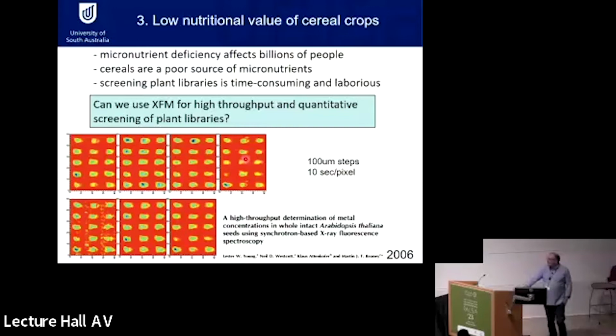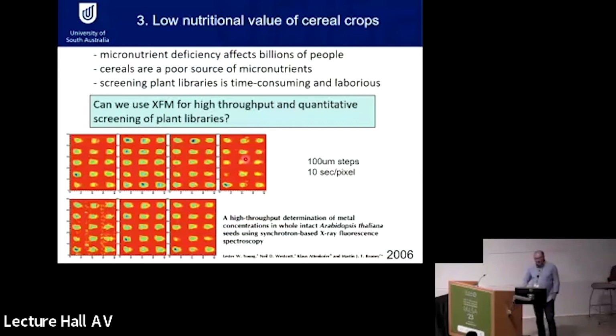This is not really my idea. It was something that was published already in 2006. There was a paper on high throughput determination of metal concentration in Arabidopsis thaliana seeds using XFM. This was 2006, not 30 years ago. But you can see that what they were doing was a step size of 100 microns. The Arabidopsis seeds are really small, so you don't get too many pixels there. And 10 seconds per pixel. Okay, and that was called high throughput.